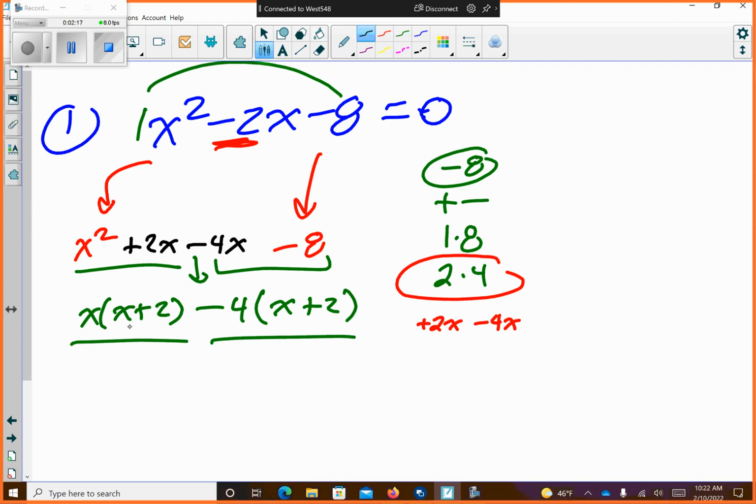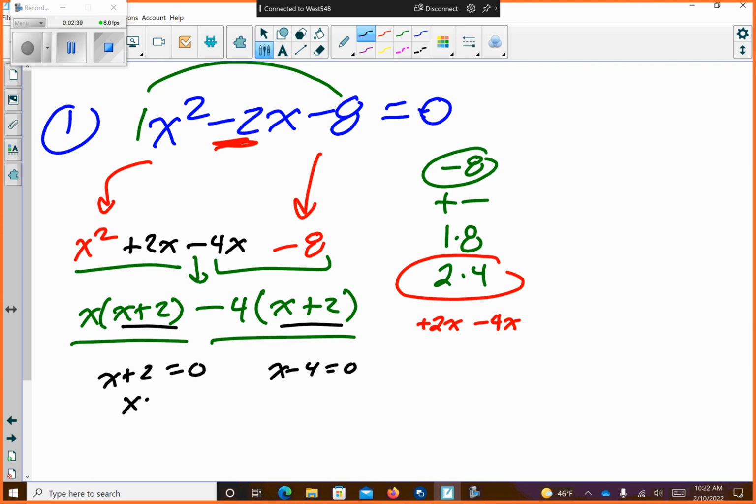Okay? So being that these are the same, that's what we want. I don't have to necessarily put it into two binomials. I can just set the binomials equal to 0 right away. So I can go x plus 2 equals 0. What's my other one going to be? x minus 4 equals 0. Very good. And then I just solve them.